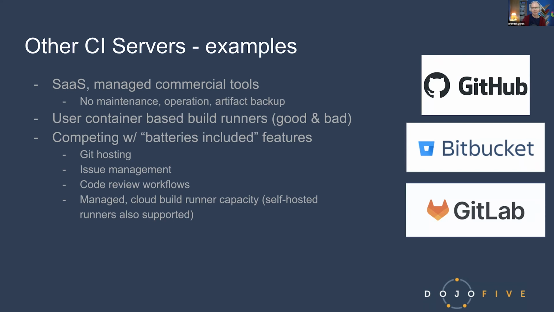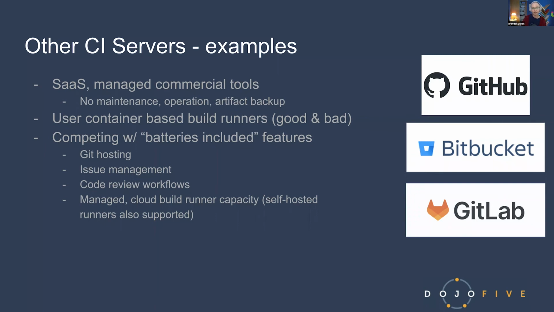A lot of times they offer a version that you can run inside your intranet. I'm not a huge fan of those because now you have different problems of running that application, but still you get some of the value that I'm going to talk about here. All of the maintenance, operation, artifact backup, and updates are managed by that SaaS platform. So GitHub, Bitbucket, and GitLab all have services that provide the same commodity CI server functionality that we were talking about with Jenkins.